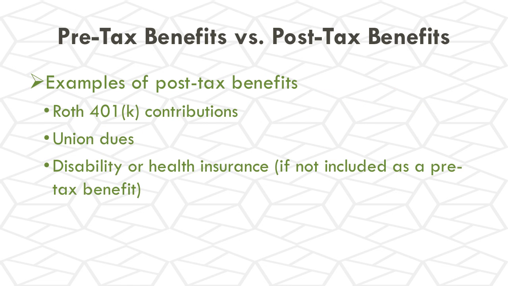Some examples of post-tax benefits would include Roth 401k contributions. That's also a type of retirement contribution. So you can have pre-tax and post-tax retirement contributions. Union dues would be considered post-tax benefits, as well as disability or health insurance, as long as they aren't included as a pre-tax benefit. So some things could be both, and that's why it gets a little confusing. And often it's not clear when looking at the W-2 if they are pre-tax or post-tax. This is something you would just have to confer with the taxpayer or possibly the employer if you believe it might benefit the taxpayer.